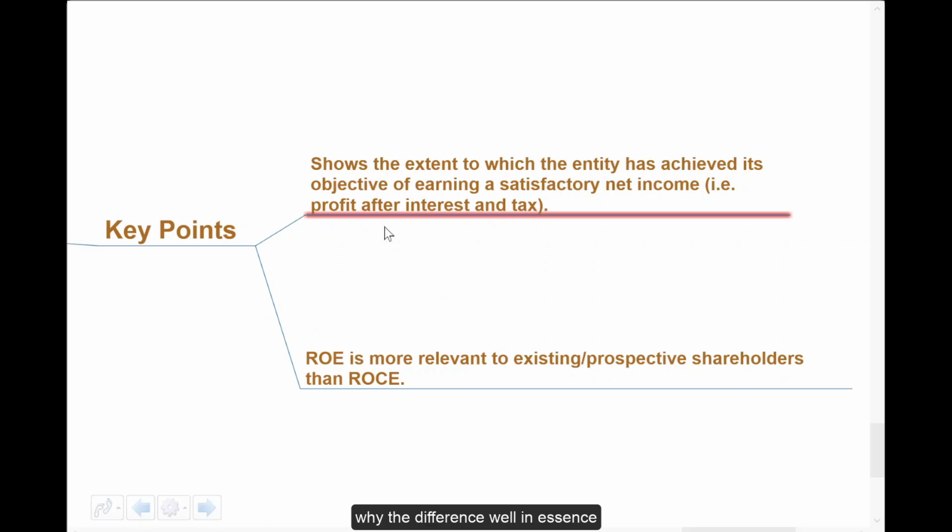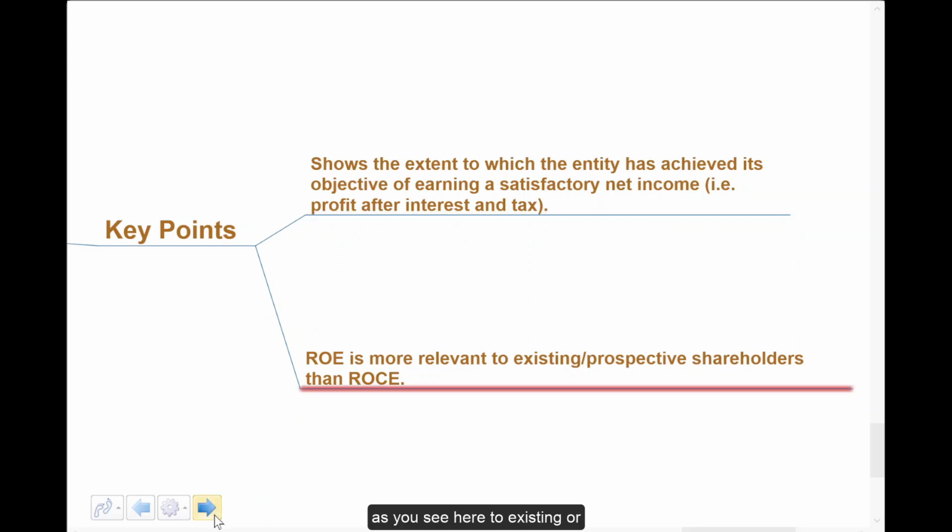Why the difference? Well, in essence, equity holders, and certainly prospective equity holders, want to know what profit is available after everyone, including any loan players, i.e. the bank, and indeed the government, i.e. tax, have been paid off. That's why it's after. It's more relevant to existing or prospective shareholders than ROCE. ROCE is about capital employed in its entirety, everything. Have you used loans? Have you used equity? It doesn't matter for capital employed.